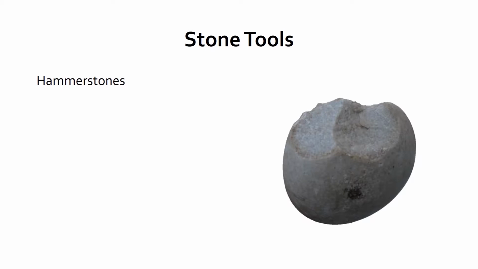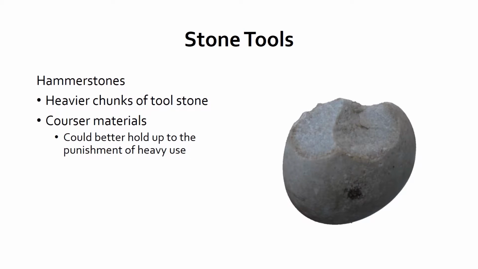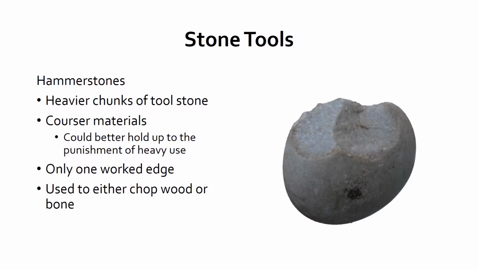Then there's also hammer stones. They're heavier chunks of tool stone with coarser material that could hold up to the punishment and heavy use of hammering. Sometimes there's a worked edge. For example, this one just has the 2 large pieces that are removed. And they could be used to chop wood or bone, any variety of activities.